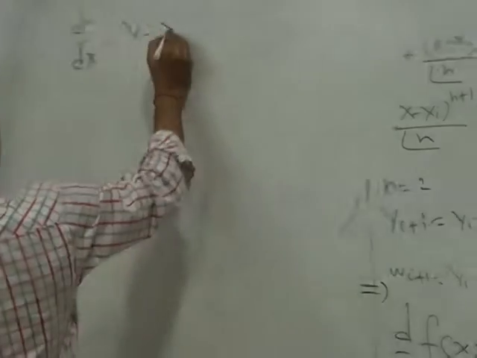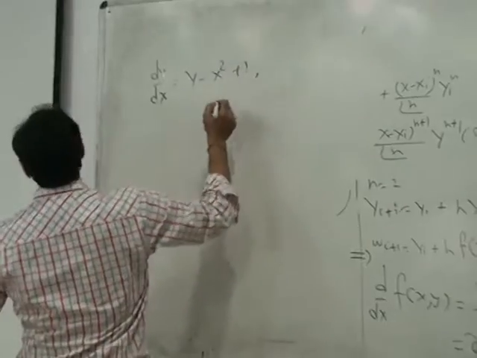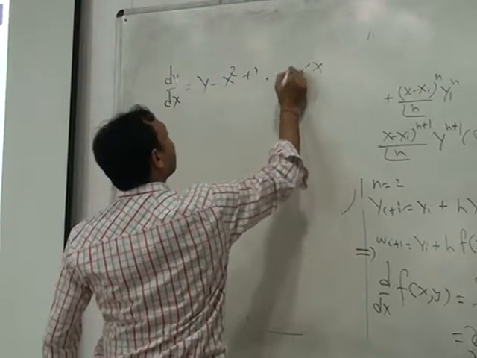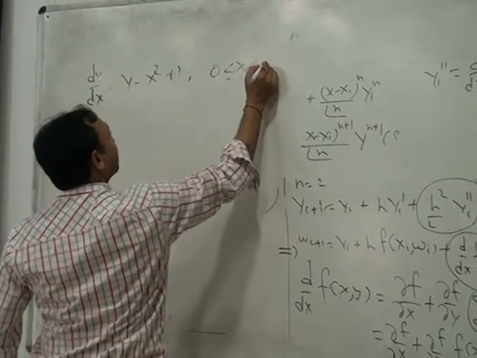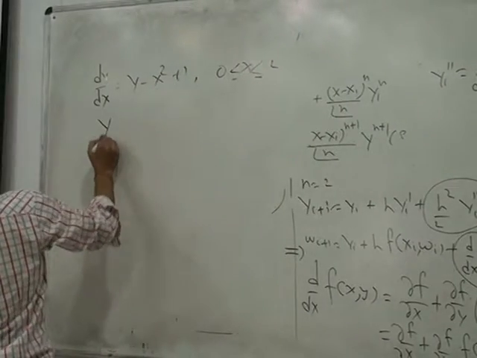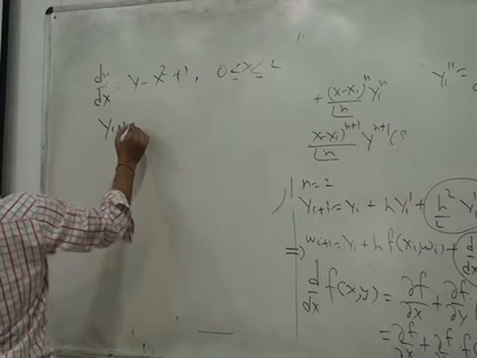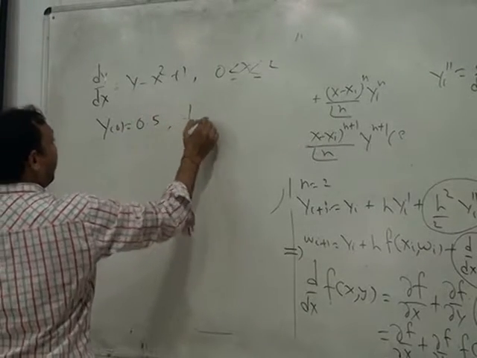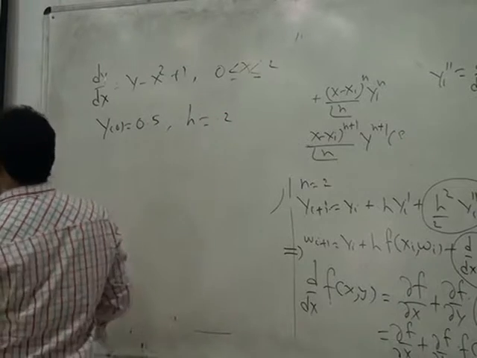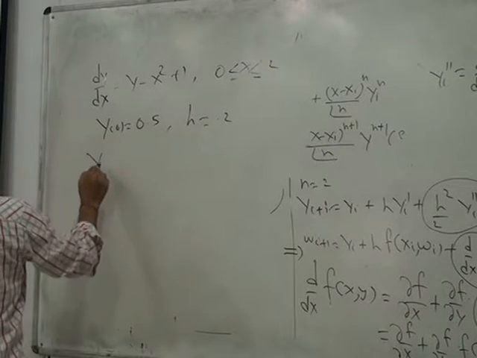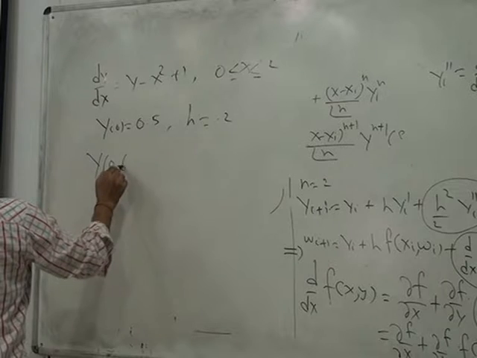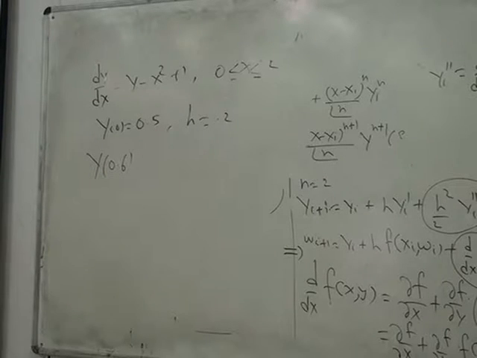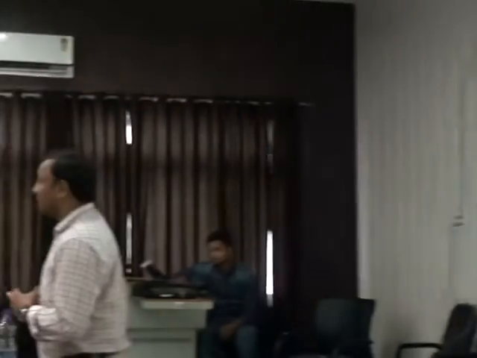So this is the problem, correct? y' = y - x^2 + 1. Here x0 is 0, y0 is 0.5, and h is given here as 0.2. And you have to find the value at 0.6. Understand? I have taken a different example; I have not asked you to find the value at 2.